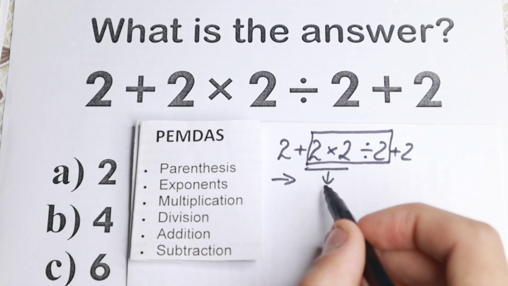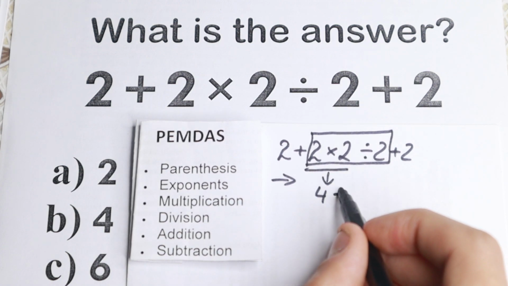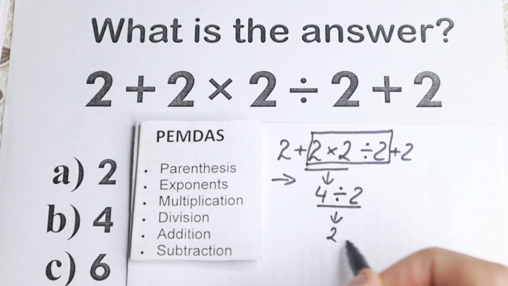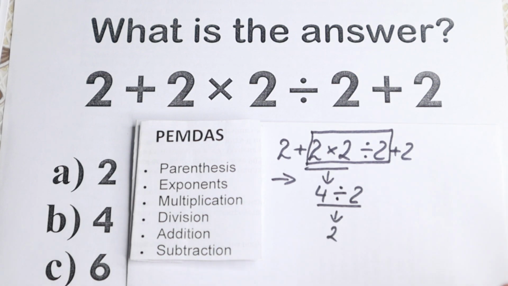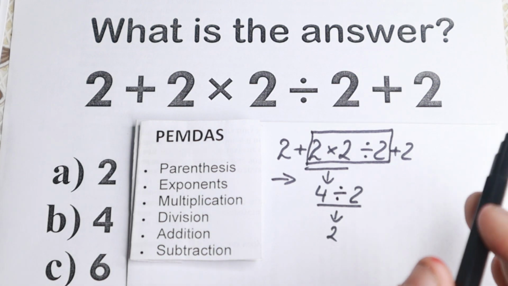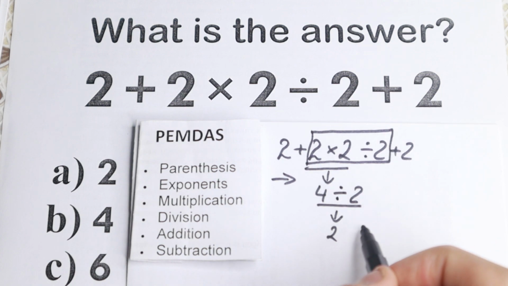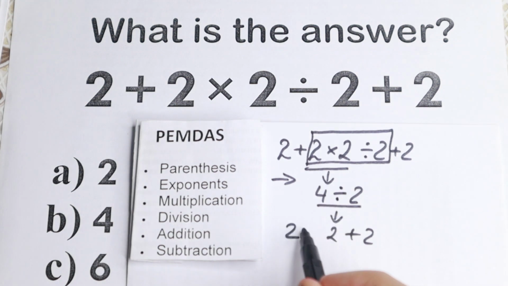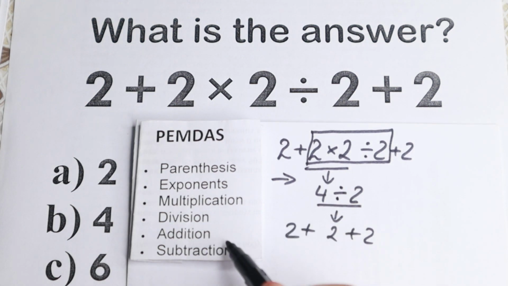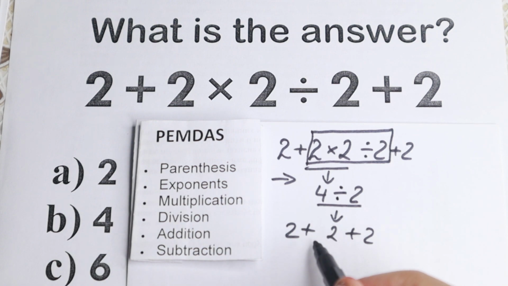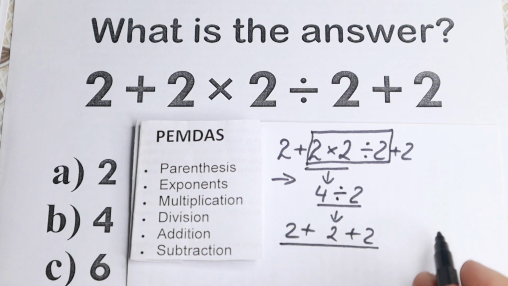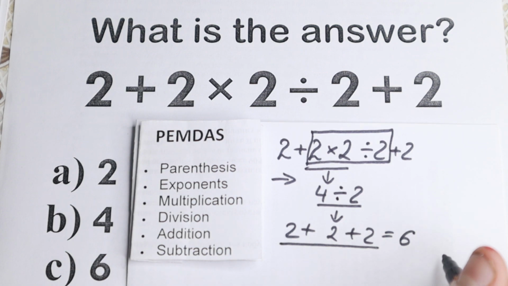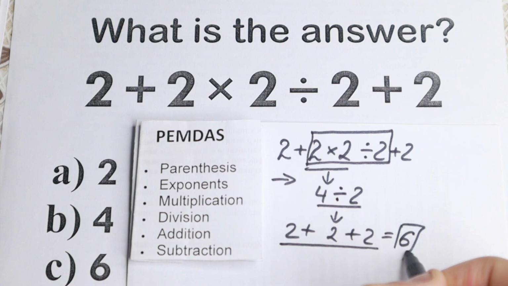So 2 times 2 equals 4, and we still have 4 divided by 2, which equals 2, we know it. So we do the multiplication and division part correctly. But we still have two other values: the first one, from the end, is plus 2, and the second is 2 from the beginning. And this is our last part, addition and subtraction. We don't have subtraction, so this is a simple addition. So 2 plus 2 plus 2 equals 6. And our answer is option C.